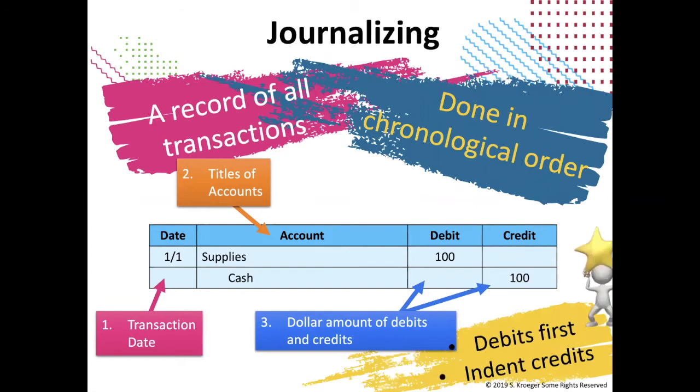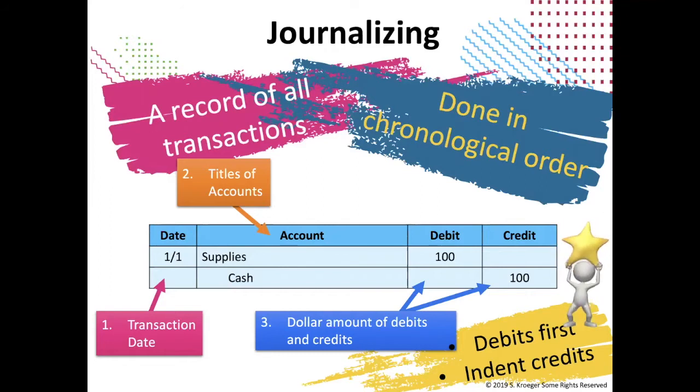A few things to notice here is that the debits need to go first. Credits go at the bottom and are indented. See how cash is moved over a little bit? That's the basic setup of journalizing. Another thing to notice is that the amount for the debit and credit columns are the same.